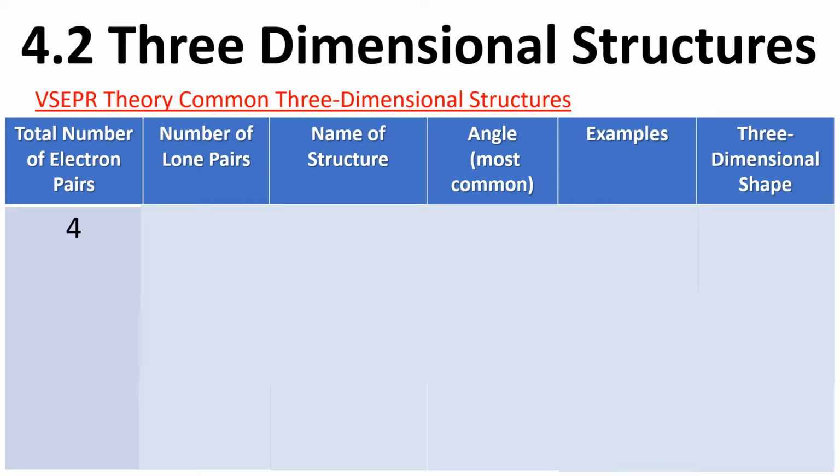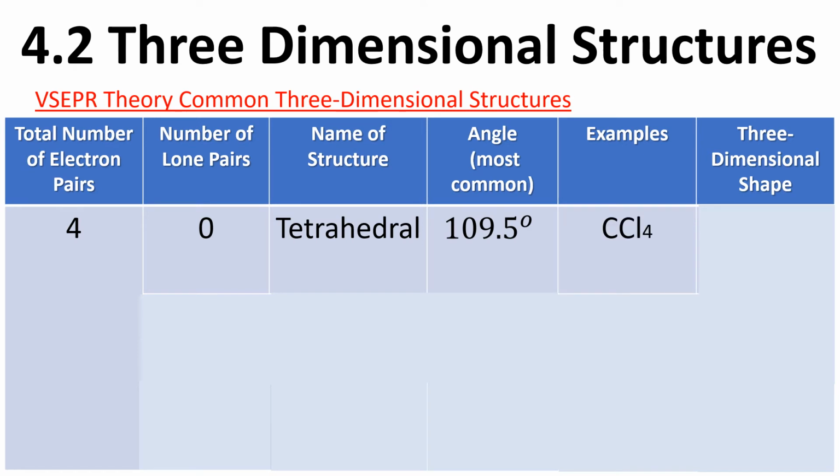So continuing on to our scenarios where we have 4 electron pairs, again we can have 0 lone pairs, and we get what's called a tetrahedral structure, 109.5 degrees between our bond angles, and that's what our shape looks like there. So anytime you've got an element like carbon that has 4 single electrons that it wants to bond with, it's going to end up in this shape. So carbon in that arrangement.